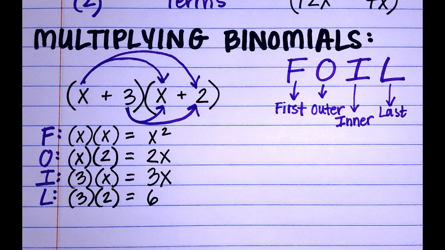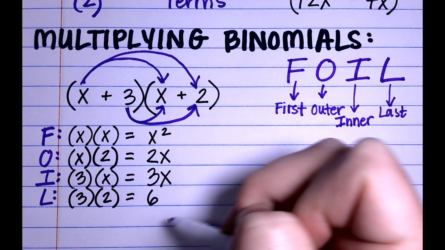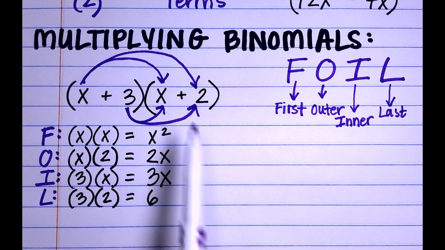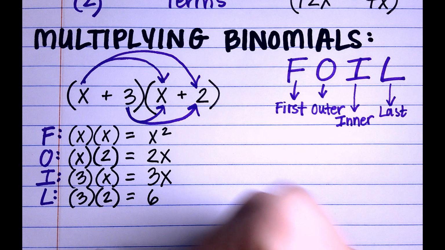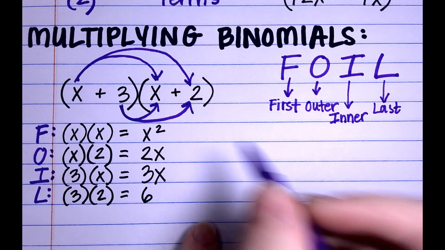So what did we just find? Let's put some actual meaning to this. We have all of our terms here now. I know I have x squared, 2x, 3x, 6. What we need to do now is take all these terms and write them together. And when we do that, we just put plus signs in between them unless they're negative, but these are all positive. So I'm just going to pull these out.